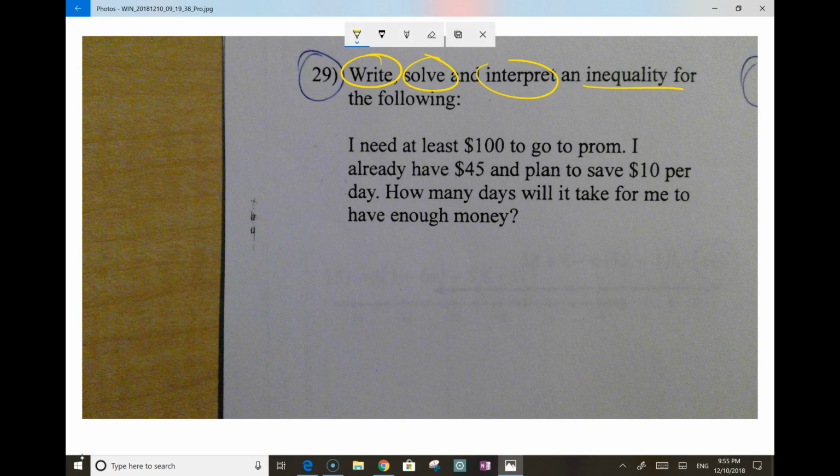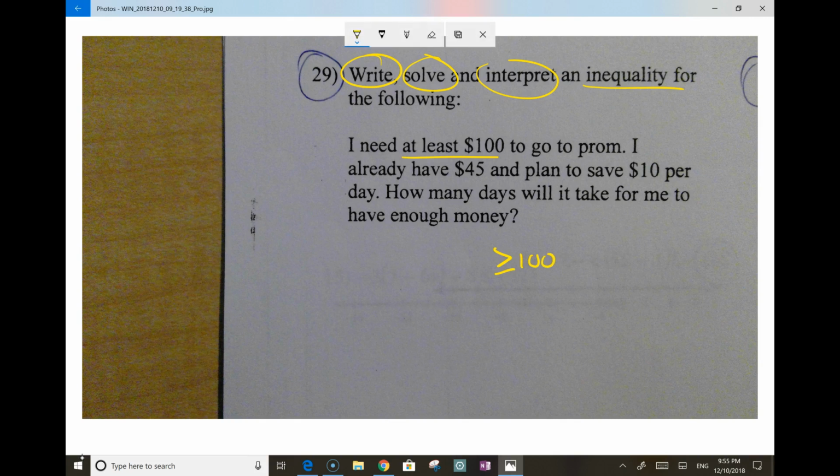So here we go. I need at least $100 to go to prom. I already have $45 and plan to save $10 per day. How many days will it take for me to have enough money? Well, the information here is pretty clear. So at least $100 is going to turn into greater or equal to 100.